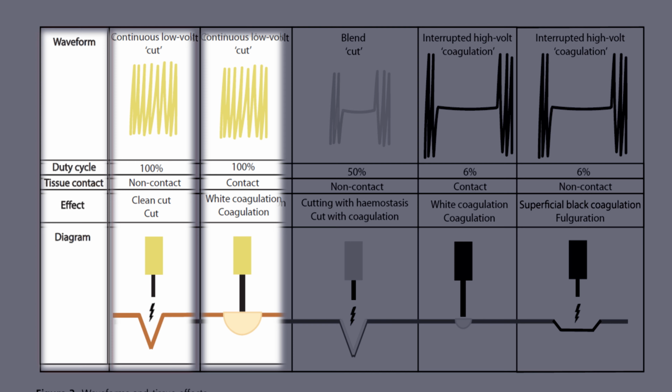On the other hand, if I use the continuous low voltage mode, or the cutting mode, while the active electrode comes in direct contact with the target tissue, the effect will be desiccation or coagulation, but it is the white coagulation. I need to draw your attention to that. When we coagulate using the cutting mode, the depth of coagulation is deeper in comparison to using the coagulation mode. And you will observe the difference two slides from this one.